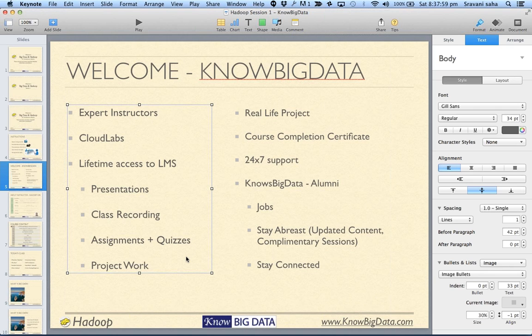And we have something called cloud labs, which is similar to what you have in an organization. I come from an Amazon background. The way at Amazon we were provided with a lab where we could all log in and start working, in a similar fashion I have also set up cloud labs.